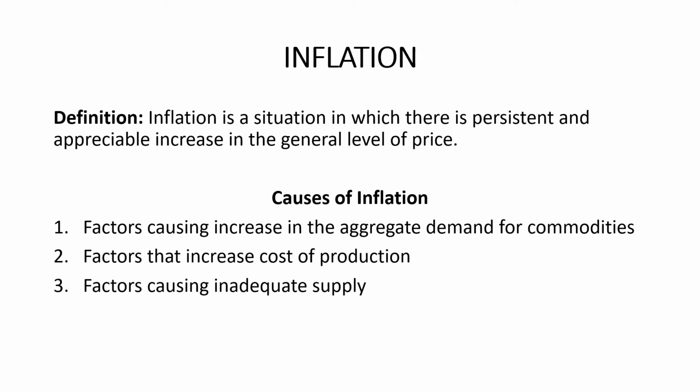Here, what are the factors causing it? The first and major factor is an increase in population. If there is an increase in population, the aggregate demand for the products also increases in the market. And if there is an increase in non-plan and plan expenditure, what happens? The demand for the commodities also increases.